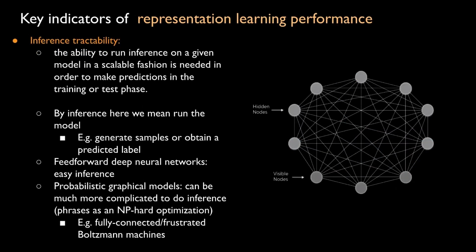Inference tractability, this is a big one. I could give you a complicated model, let's say the thermal state of a complicated Boltzmann machine, right? Then it's not necessarily straightforward to sample from that state. Just doing the prediction, not just the training, is itself an optimization procedure and/or a sampling procedure, and that has to be tractable.